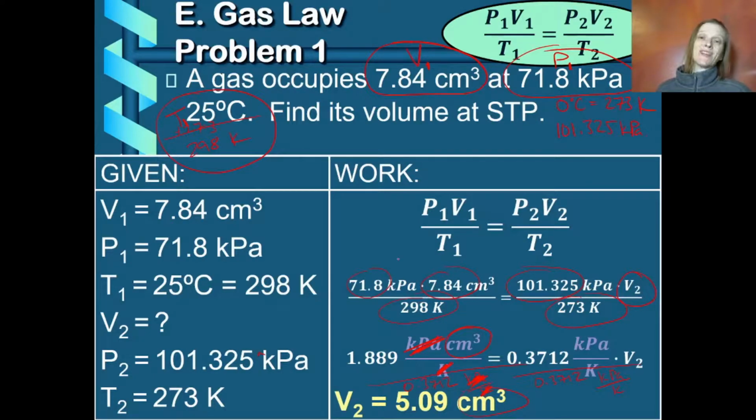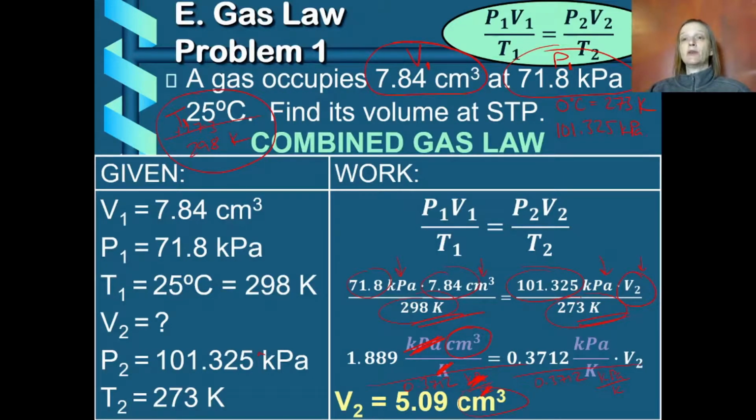Just as a refresher, it does not matter what your units for pressure and your units for volume are, so long as you're consistent on both sides of the equation. But it does matter what your units for temperature are. They must be in Kelvin.